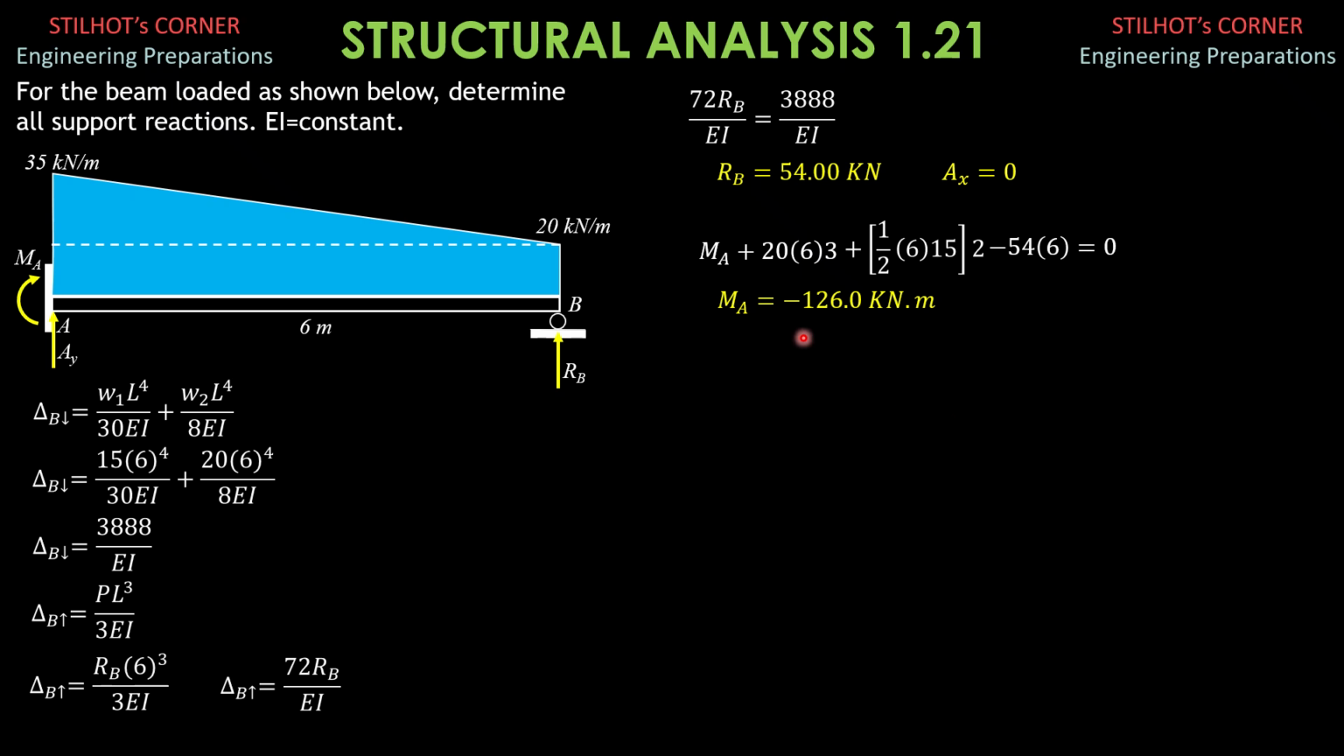So let's just leave the answer as final, because we assumed it is positive. Finally, for AY, we sum up moments about B equals 0, so that we can check equilibrium with summation of vertical forces, and I want you to do that. So AY times 6 plus MA, which is negative 126, minus 20 times 6 times 3 minus 1/2 of 6 times 15 times 4. 2/3 of 6 is 4, the moment arm, equals 0. So AY equals 111 kilonewtons upward. So that's it for this problem.